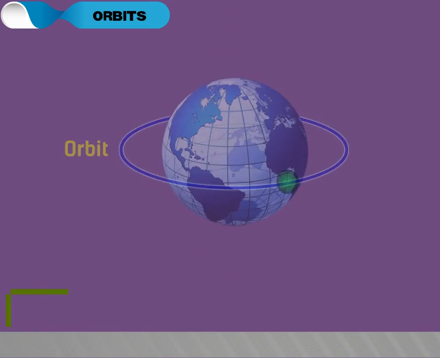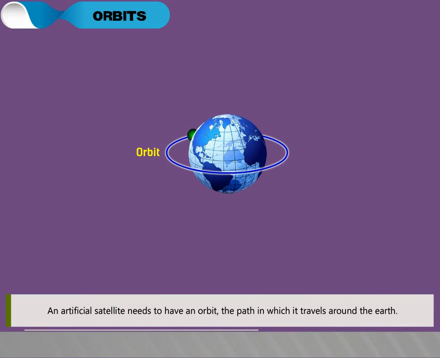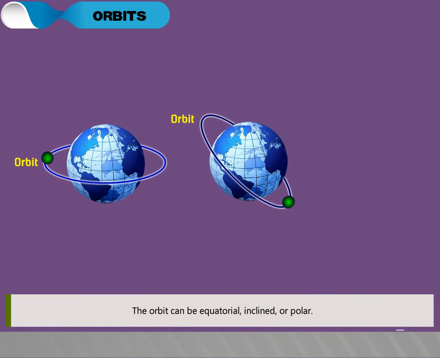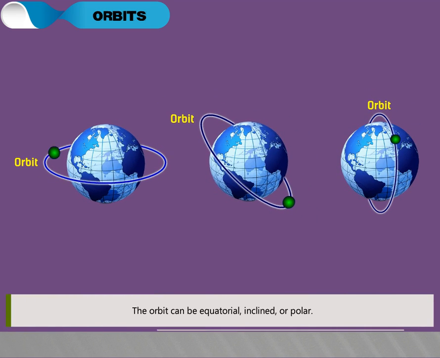Orbits. An artificial satellite needs to have an orbit, the path in which it travels around the Earth. The orbit can be equatorial, inclined, or polar.